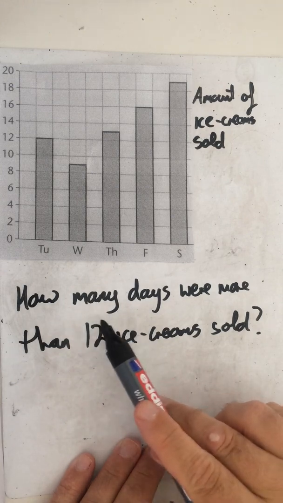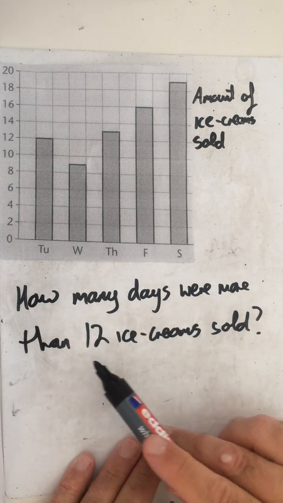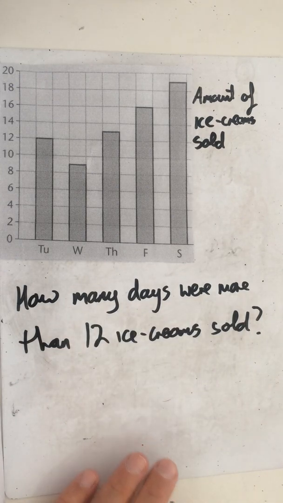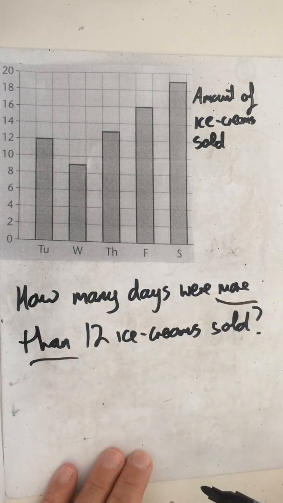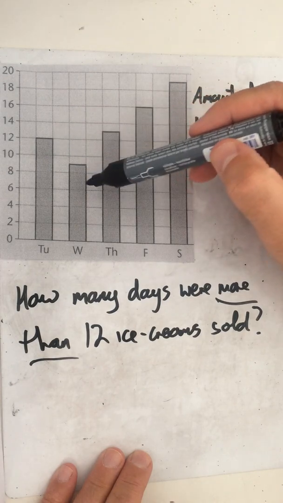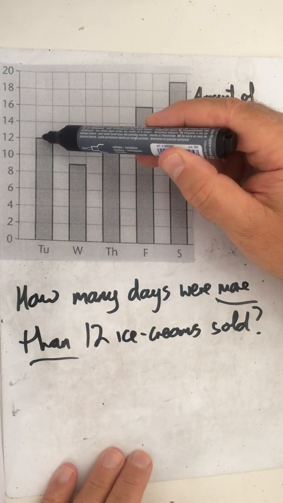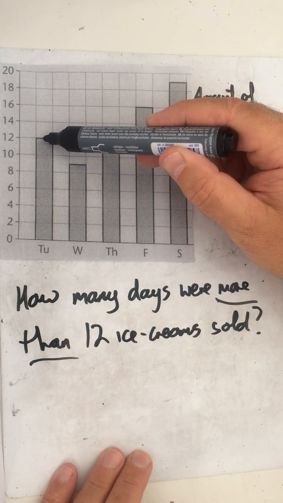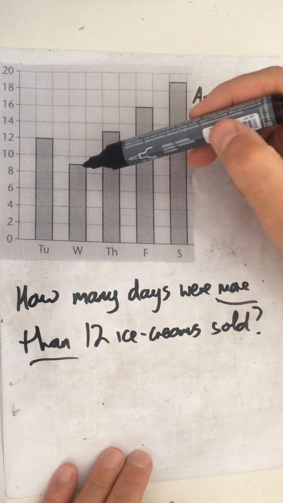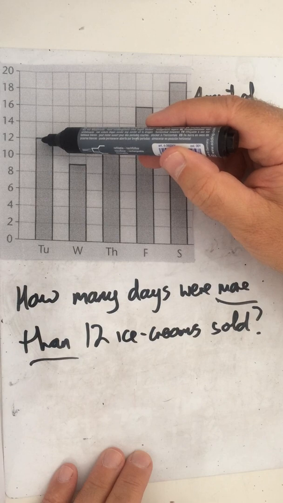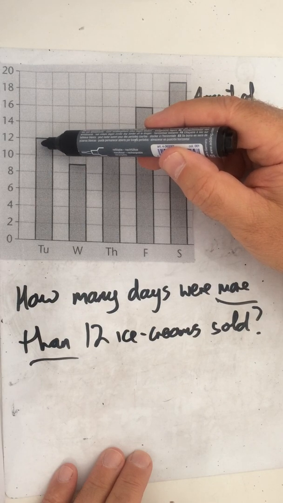So, how many days were more than 12 ice creams sold? Well, let's have a little look. And this is the key bit, more than 12. So on Monday, on Tuesday, and this is the tricky one, isn't it? They sold 12. Now 12 is not more than 12. Okay, so on the Tuesday they didn't sell more than 12.